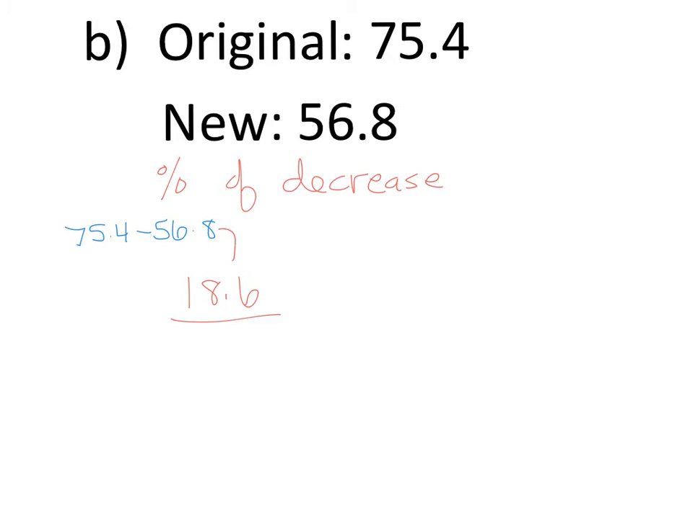Okay, so on this particular problem, it's going to be percent of decrease because it's going down. Okay, and we're going to subtract 75.4 minus 56.8. Okay, and so when we get that, we're going to end up with 18.6. Okay, so that's coming right here, 18.6 over the original amount. So 75.4 equals x over 100.